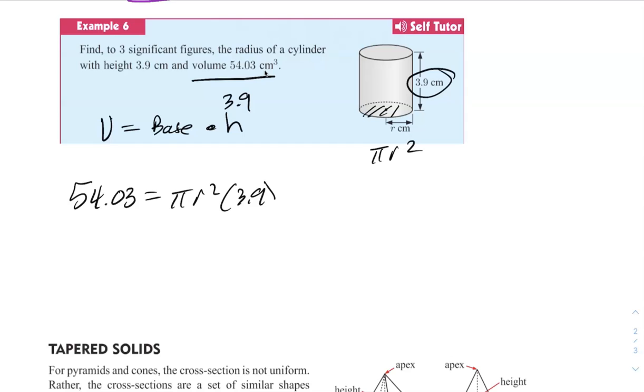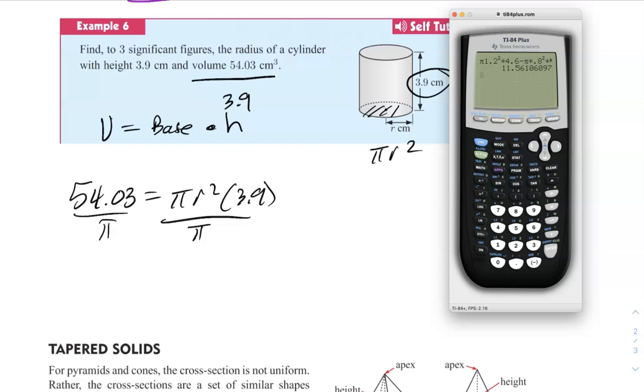Right, and all they want to do is find the radius. So let's divide by pi, divide by 3.9, and take the square root. So let's divide by pi, I guess. I don't know why I'm doing that first. I'm going to use my handy dandy calculator. There we go. So 54.03 divided by pi, and I get 17.198-ish.